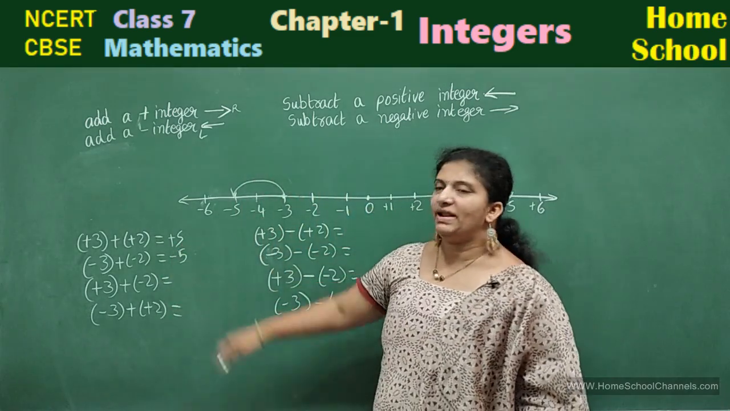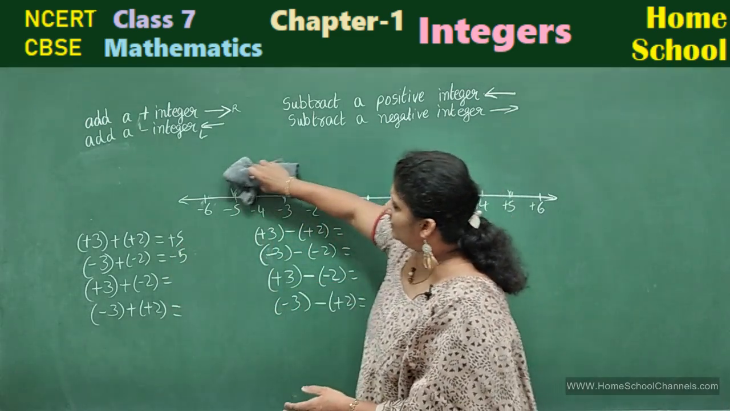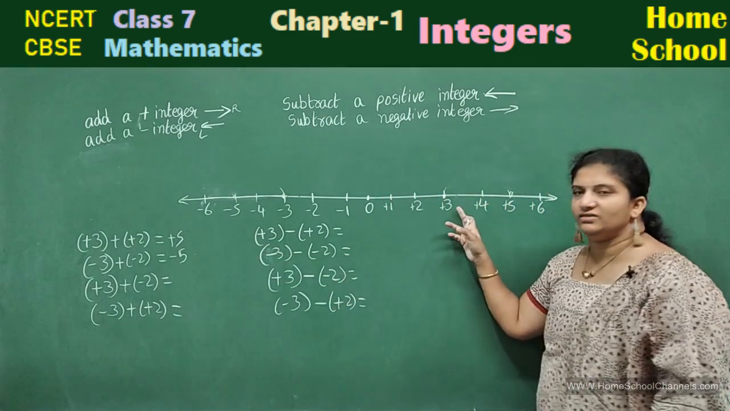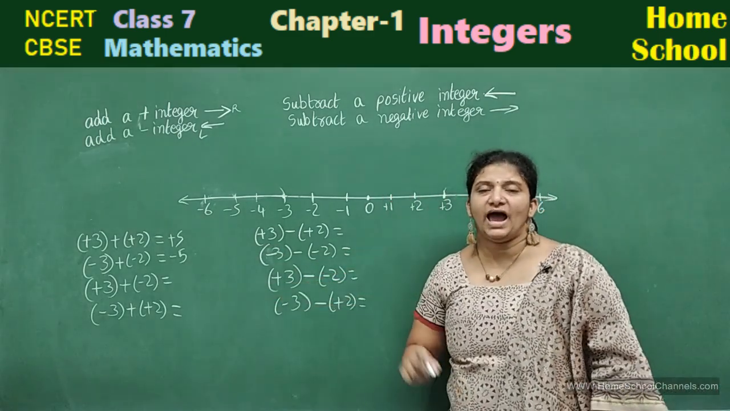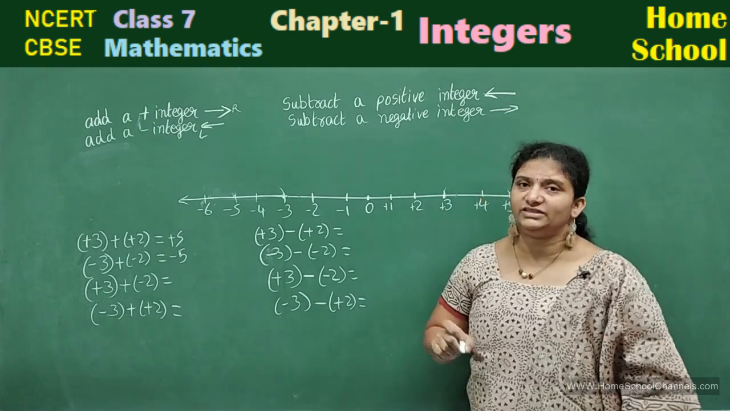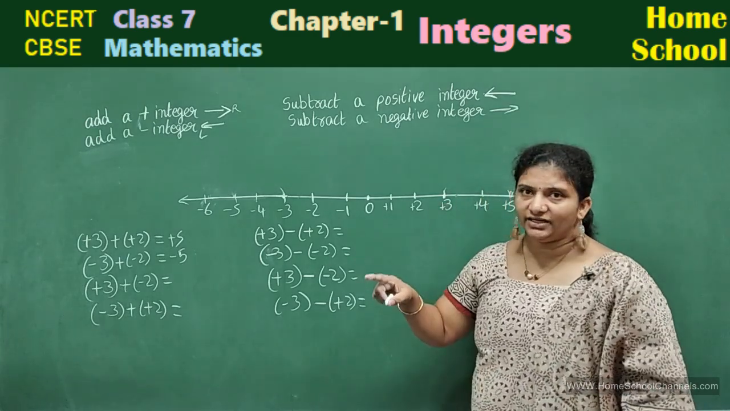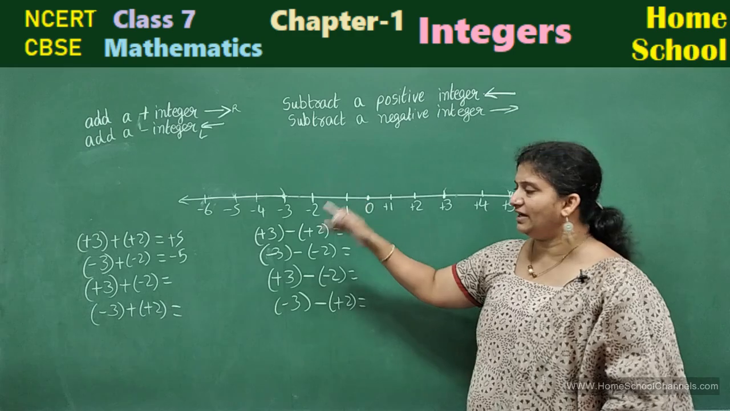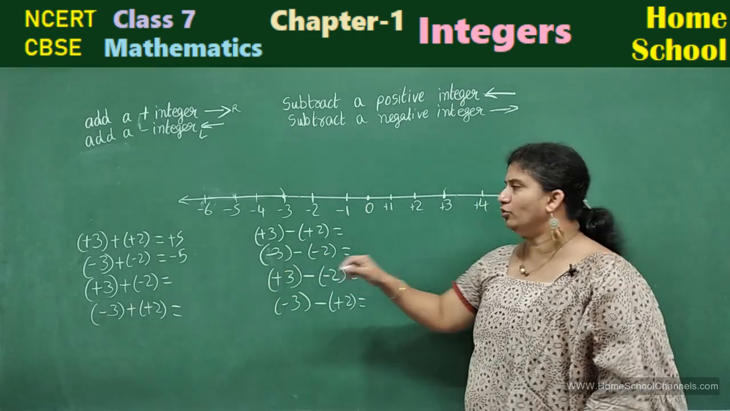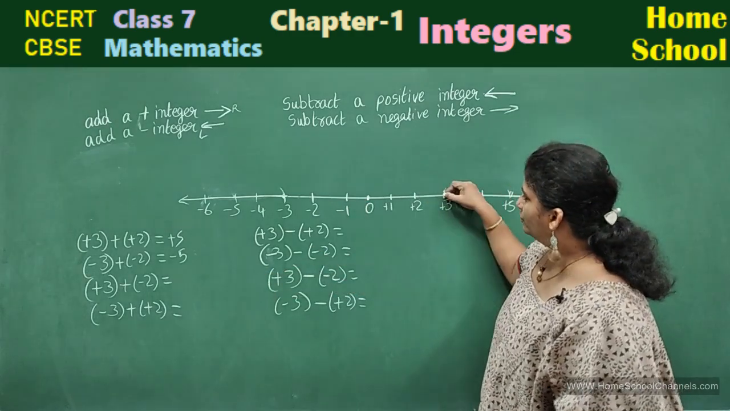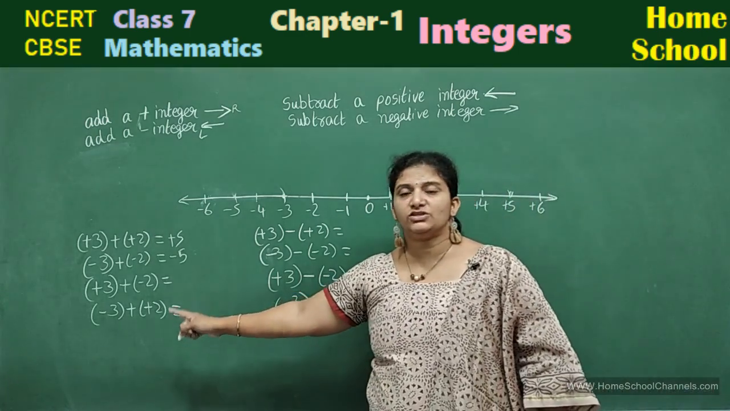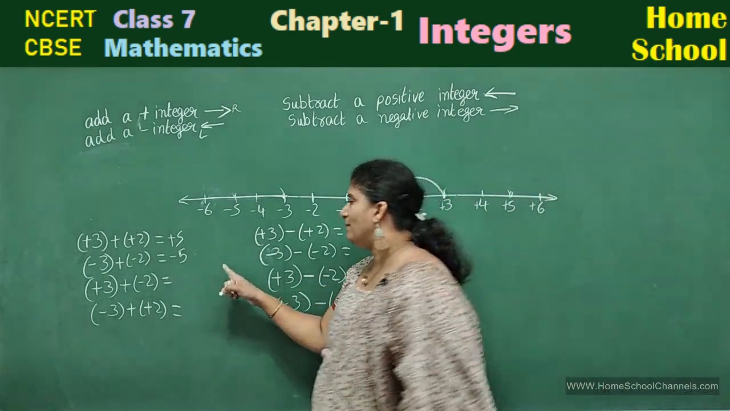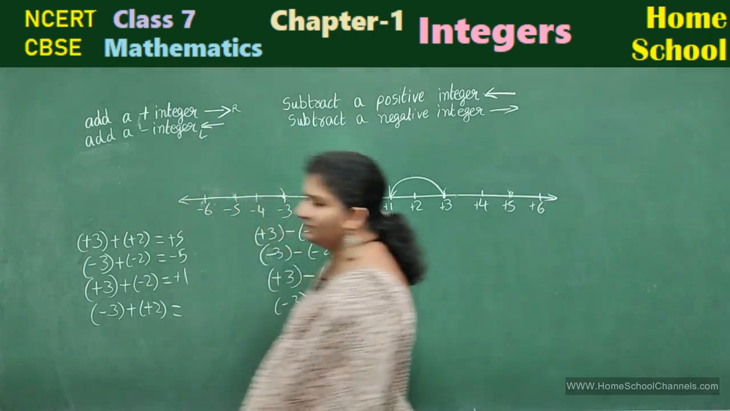Next one. Plus 3. Again, you are at this position. Plus 3. Plus of minus 2. Adding a negative integer. When you add a negative integer, you move towards left side. How many digits you need to move? 2. 1, 2. Okay. So plus 3 plus of minus 2, it will be plus 1 is your answer.